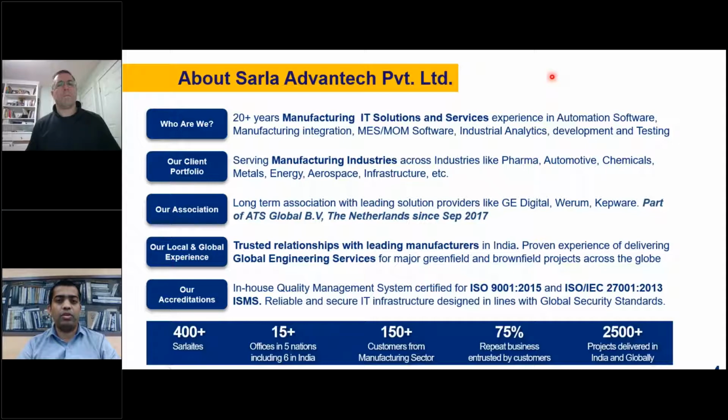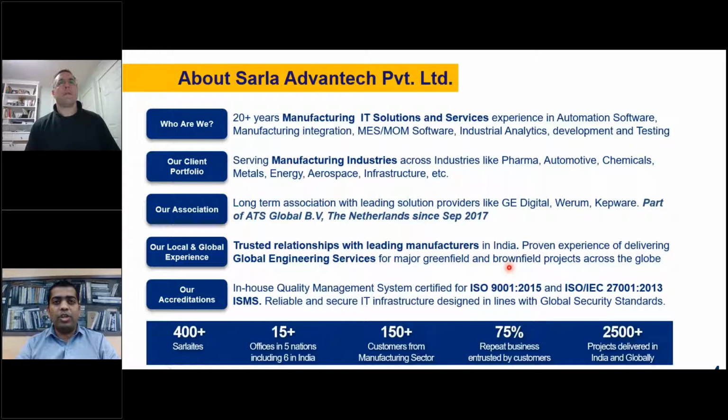We are an ISO 9001:2015 certified company, along with ISO 27001 certification. We are overall more than 400 people working in 15 different offices across the globe. We have 150 plus major customers in the manufacturing sector. 75% of our business comes from repeat business from our customers, and we have delivered more than 2,500 projects. Across all these automation projects for our customers, we learn a lot about how they are operating, and how Industry 4.0 is changing the complete architecture and how they are adopting to it.